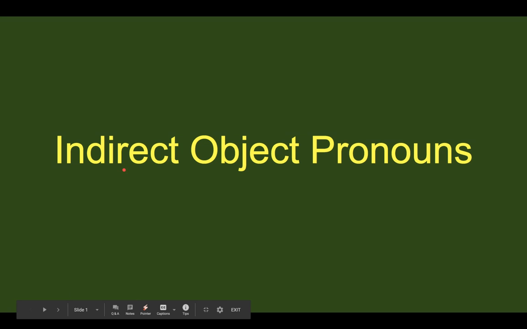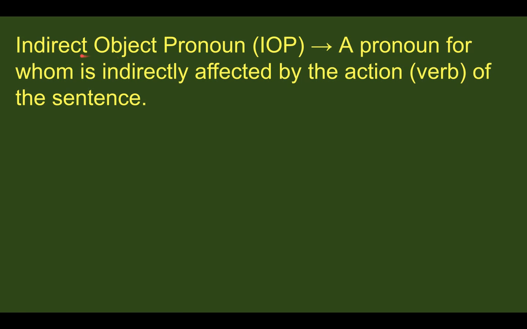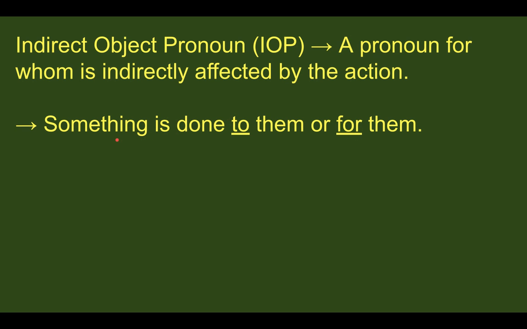We're going to talk about our indirect object pronouns today. They look a lot like direct object pronouns, so it can be confusing. So an indirect object pronoun, or IOP as we'll call it in English, is just another pronoun for whom is indirectly affected by the action of the sentence. So in other words, something is done to them or for them.